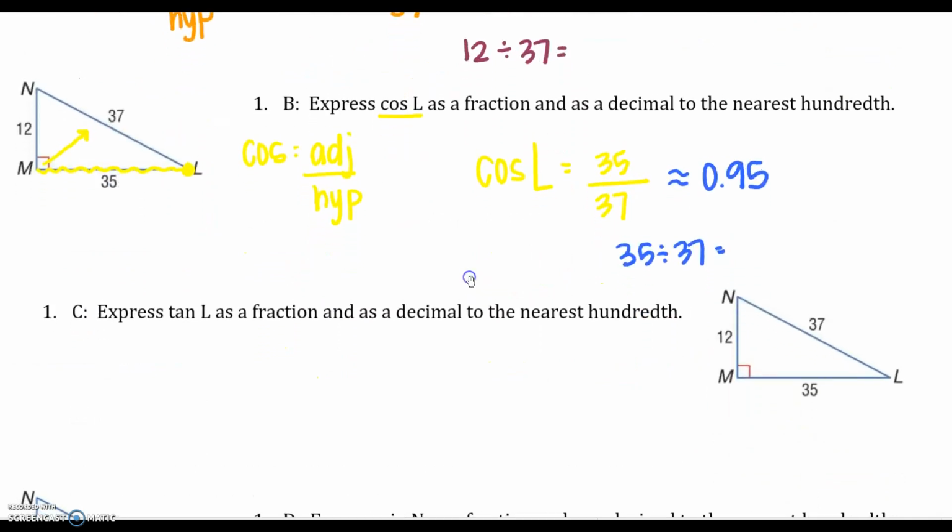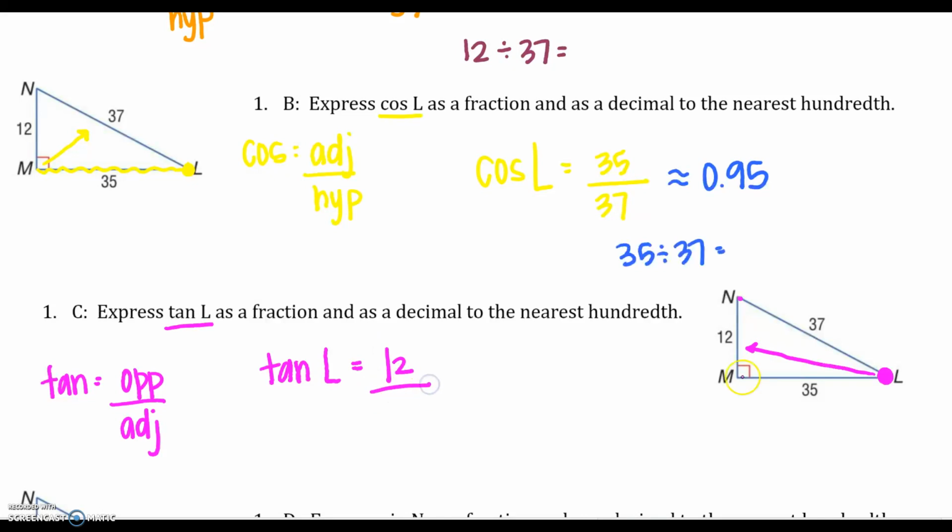All right, let's try the tangent of L. Remember, tangent is, if you want to look up at the top of your paper, opposite over adjacent. I'm still finding L because I'm going to have a different ratio if I was asked to look at angle N. So tangent of L equals my opposite side, which is across from L, 12, over the side that touches my angle, 35. Make sure you reduce that fraction if you can. If you can't, then you're going to put it as a decimal by putting 12 divided by 35 in your calculator.